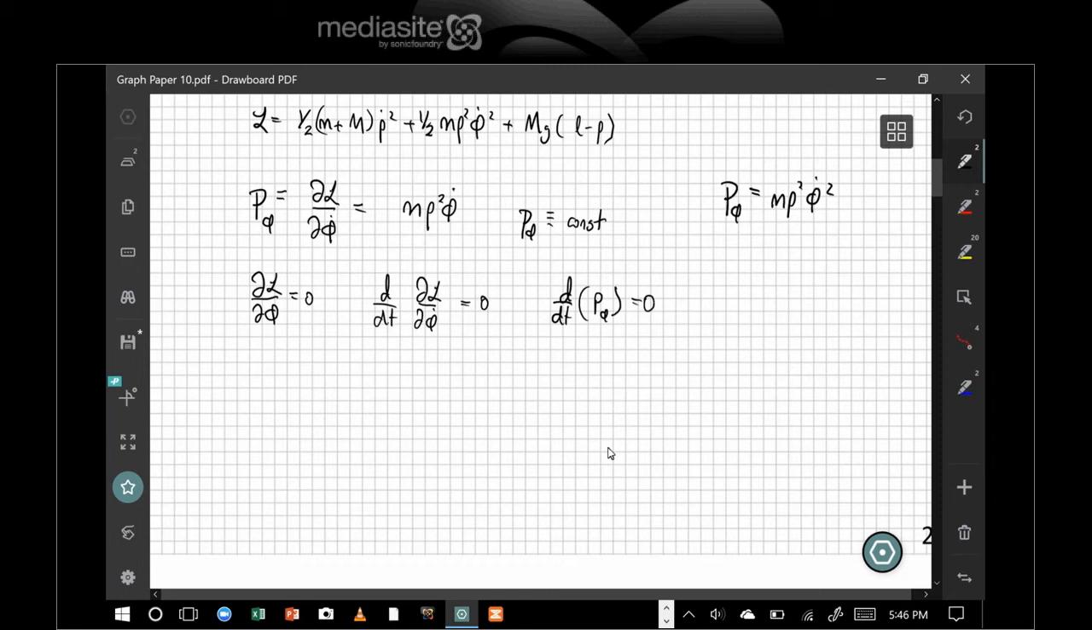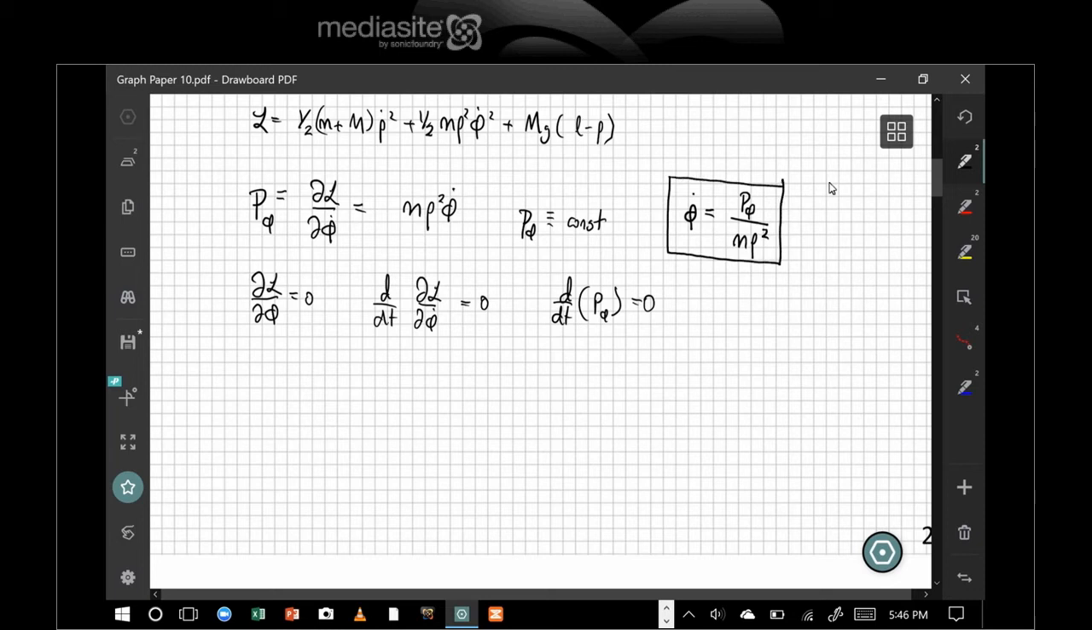Let me erase that. I have that already. What I can do is solve for phi dot, and from this I get an equation of motion for phi dot. Phi dot is going to be equal to p sub phi divided by m rho squared. So that's my equation of motion for phi, or phi dot.